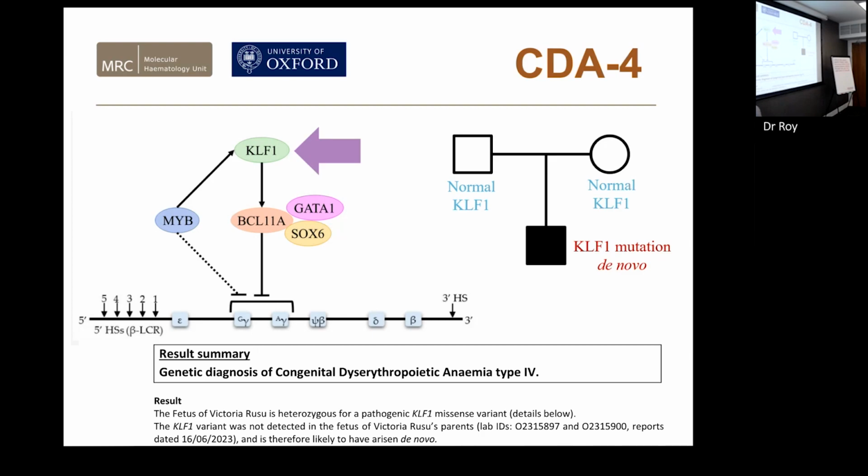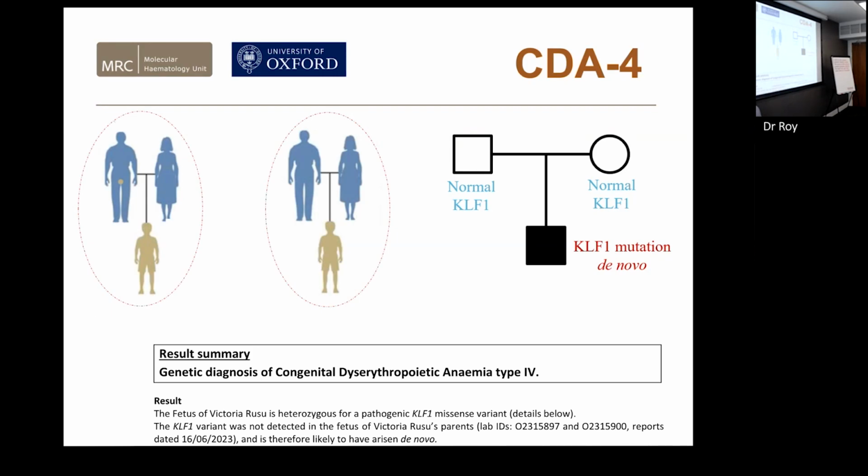And this baby has a KLF1 mutation, and it's de novo, meaning that neither the mum nor the dad have the mutation. And that means that one of 2 things might have happened. Either the mum's or the dad's gametes will have developed a mutation, so during spermatogenesis or oogenesis the mutation will have arisen, and that's the one that led to the baby. Or actually the mutation could have arisen in the embryo itself very early on. So that's how the baby ends up with the mutation, but not the parents.